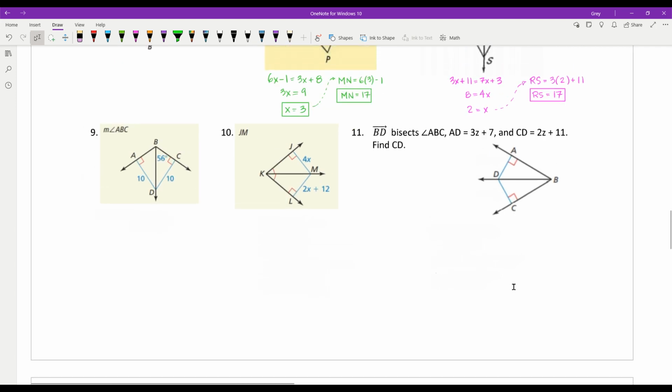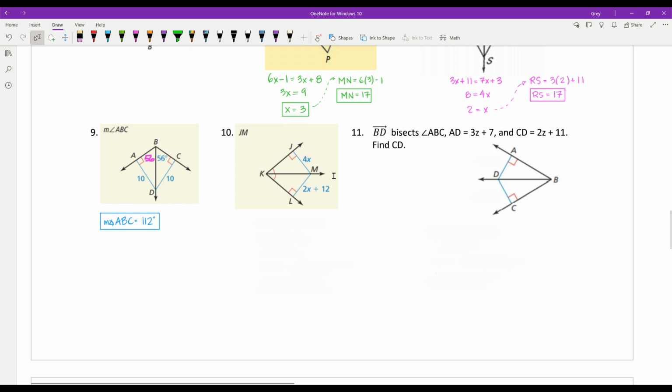All right, 9. Find the measure of angle ABC. So if I have BD, I know that AD is perpendicular and DC is perpendicular, and the distances are the same, the lengths are the same. So that means that D is equidistant from the sides of the angle, and therefore it bisects the angle. So that means that this angle inside here has to be 56. So what is the measure of angle ABC? It is 112, because that's 56 times 2. All right, number 10.